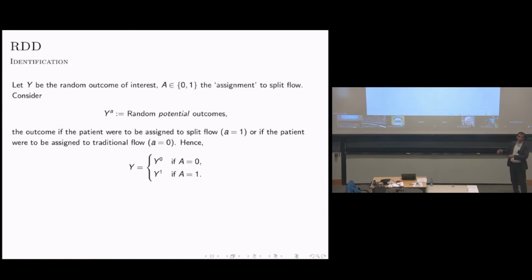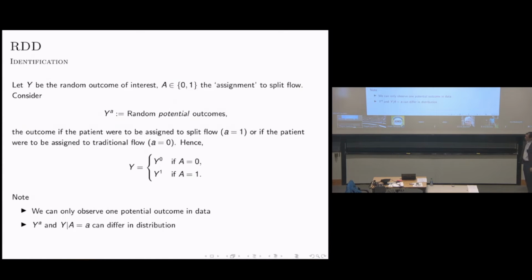This is why it's a counterfactual. So if I go to the ED, I can either receive split flow or not split flow. I could do both if I just come back after the ED, but that's manipulating your treatment assignment. I can either do split flow or not split flow for that specific visit at that point in time. I can't do both. So in causal inference, we want to say something about Y superscript one, Y superscript zero, but for each visit, we only have one of the two. So the other one is missing. So that's one thing I want to note.